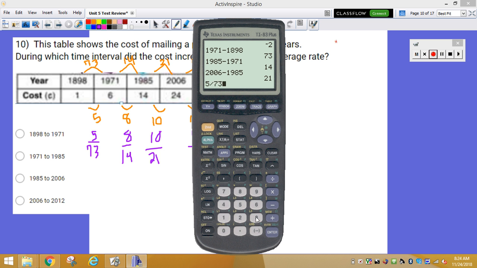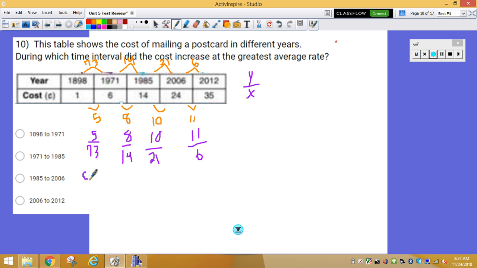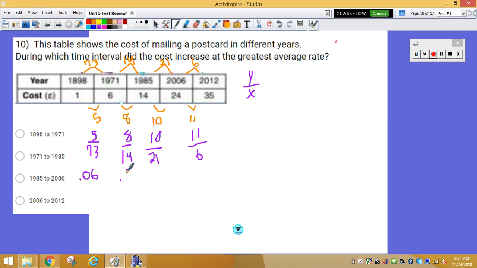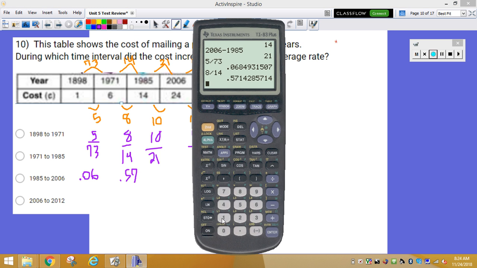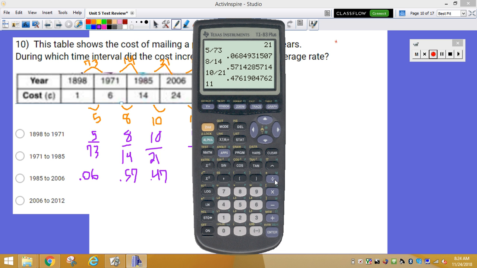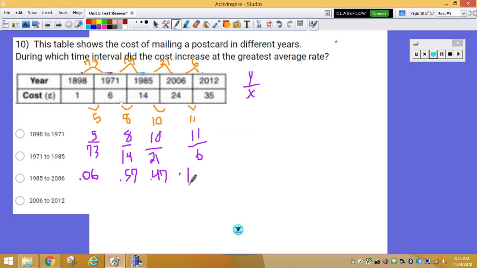5 over 73 is 0.06. 8 over 14 is 0.57. 10 over 21 is 0.47. 11 over 6 is 1.8. So out of those four numbers, which one is the biggest? 0.06, 0.57, 0.47, or 1.8? 1.8 is the biggest. So the biggest rate of change was between 2006 and 2012.